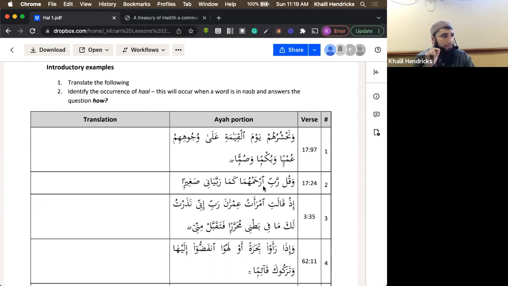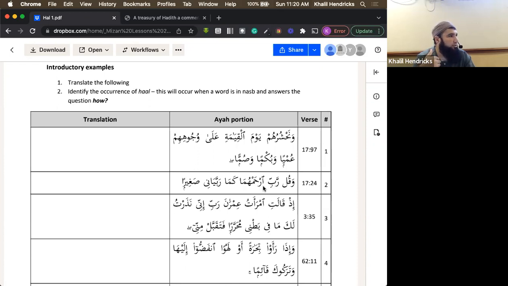Kama, as, the verb is rabba from the second verb. The dual form will be rabbaya. Rabbaya. Right? Kama, as rabbaya, the two of them. Rabba means to nurture, to give tarbiyah. That as the two of them nurtured me, rabbayani, nurtured me, saghiran.